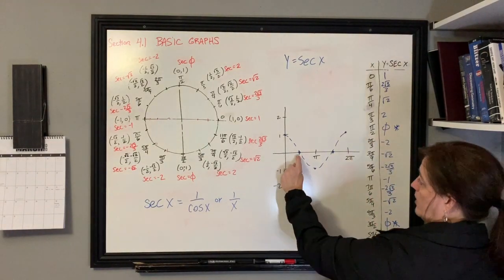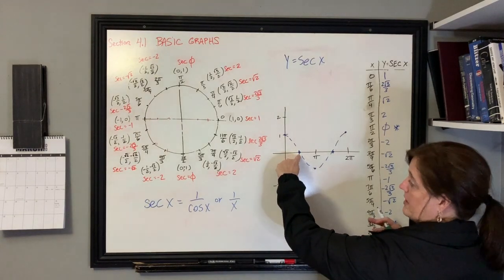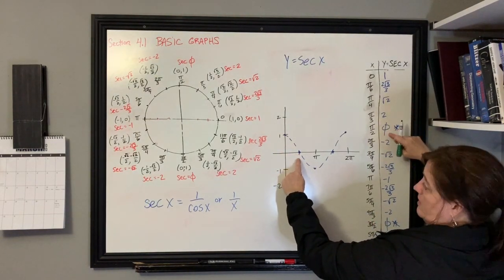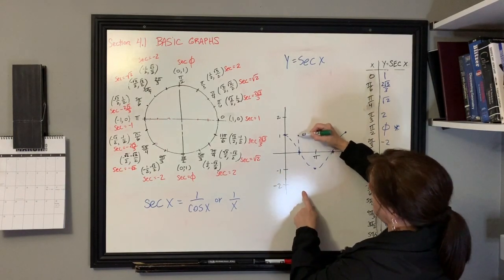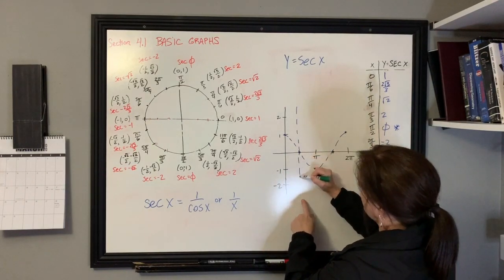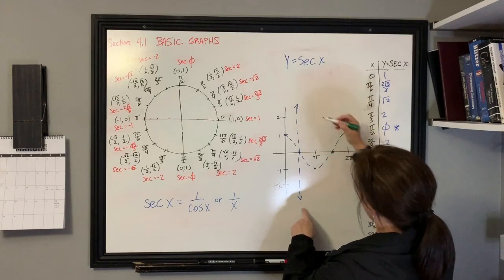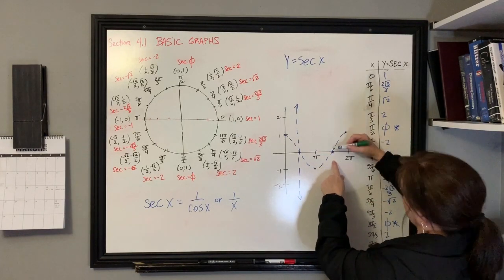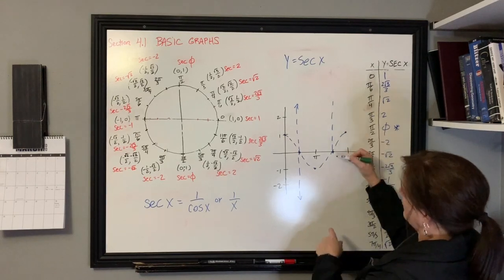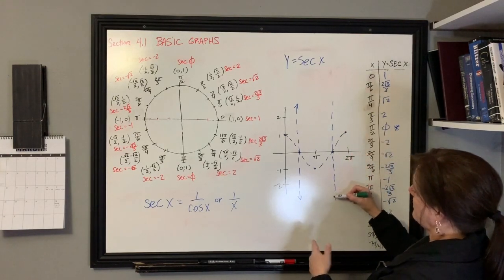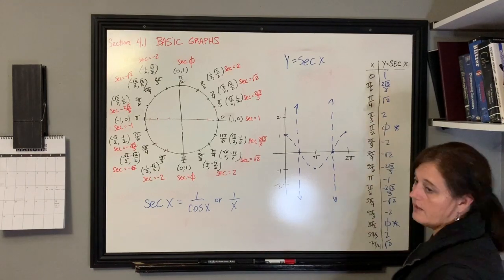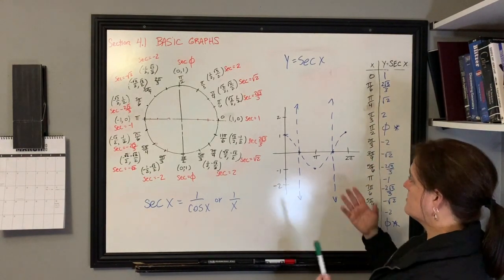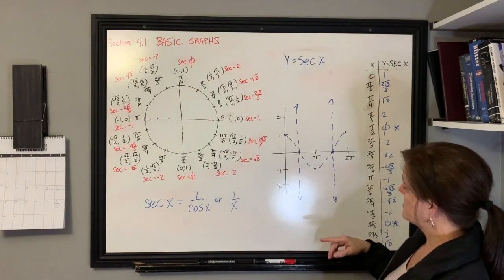So here you'll see where cosine is 0, that's where secant's going to be undefined. So at pi halves, asymptote, undefined. So asymptote there. At 3 pi halves, asymptote there. Where the cosine is 0, the secant will be 1 over 0, which is undefined. Okay, and so that helps me see where things are going to fall. Just very much like the cosecant graph at this point.